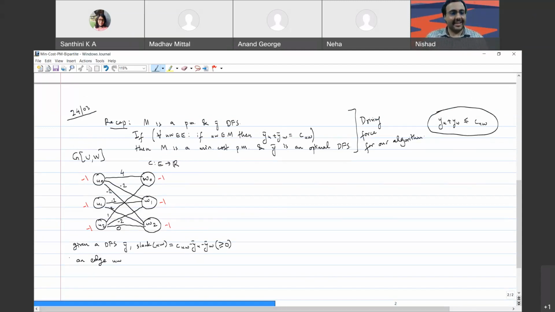Okay, great. Thanks. An edge uw is tight if the slack of the edge is 0. Otherwise, uw is not tight.